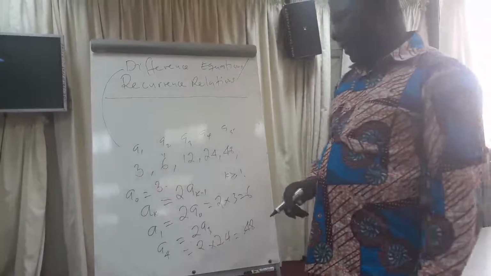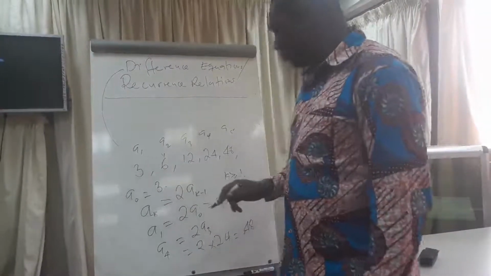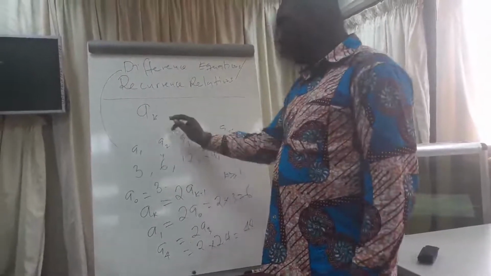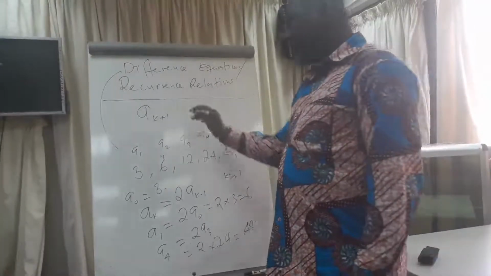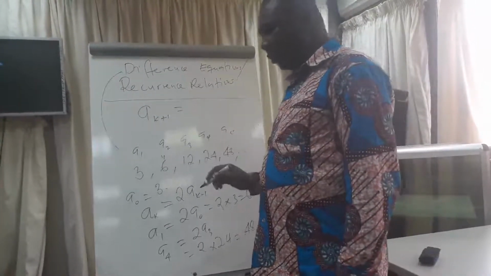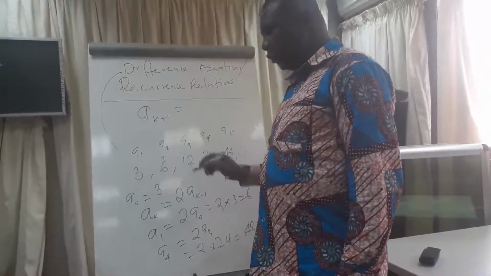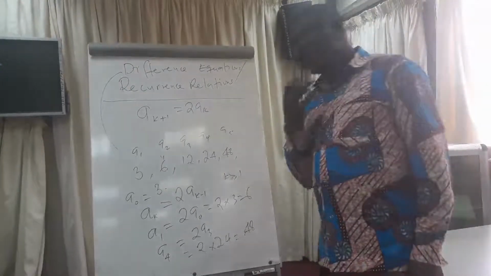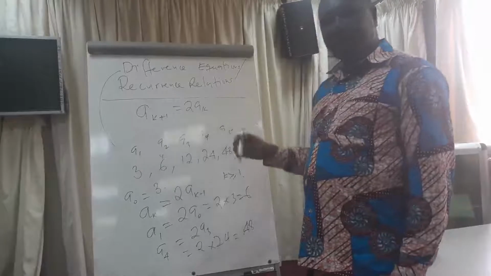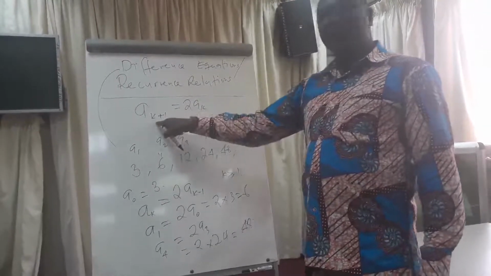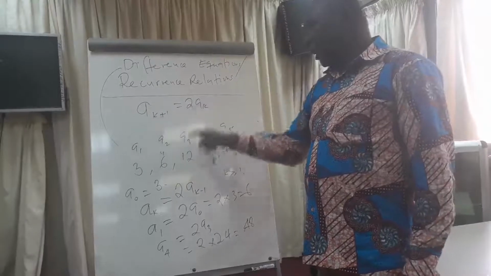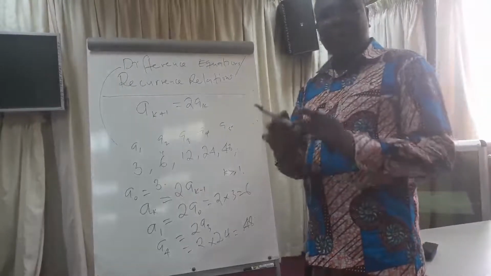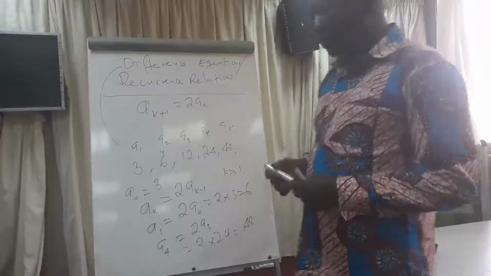What we are going to do here is write a_{k+1} is equal to 2a_k. So again, you get the same thing, if k again is natural. So if k is 1, it means you have A2 equal to 2 times A1, and your A1 is already 3. So there's no strict rule. It depends on you.